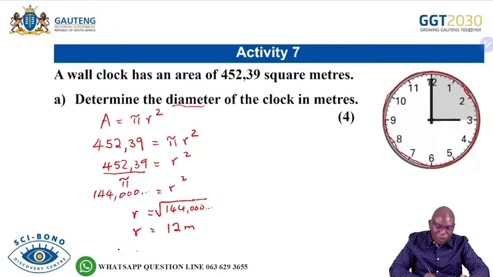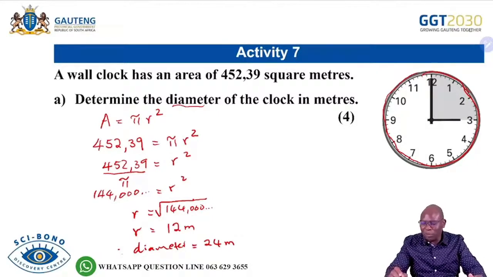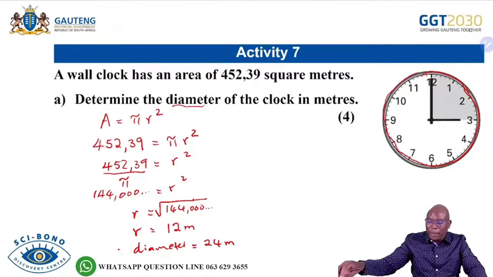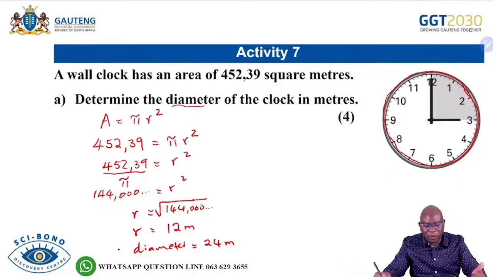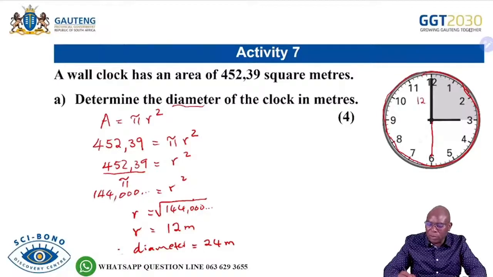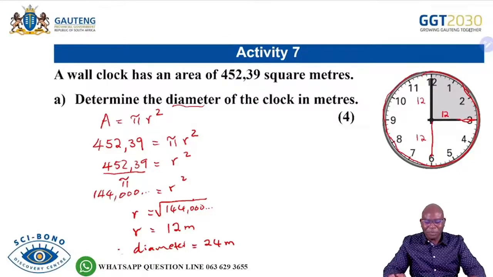So therefore, the diameter will be equal to 24 meters. So I've got a diameter of 24 meters. So I've now answered the question. The question was to find the diameter of the clock in meters. So the diameter there is 24, meaning that my radius will be 12. So the r I have now is 12.